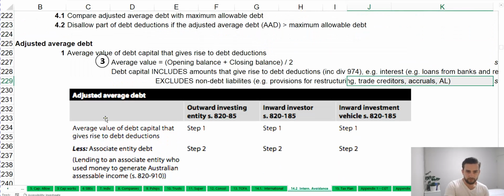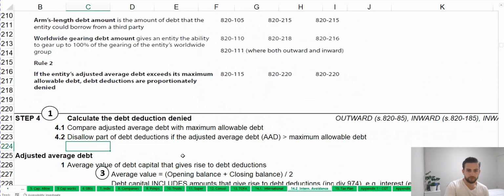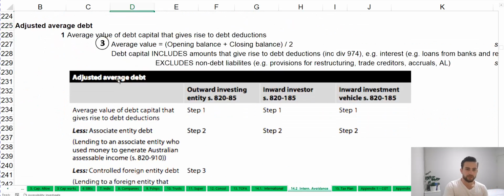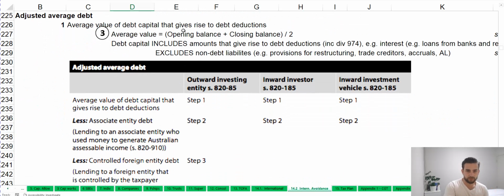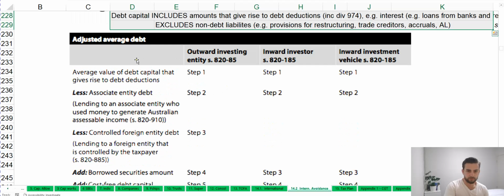Okay, and this is the formula to calculate adjusted average debt. So of course, the formula that we want to know is adjusted average debt. We want to know the maximum allowable debt. Because the difference between those two is the amount of interest that's disallowed. So the first part is the average adjusted debt, which we covered off in the first part about the formula. These are the steps to go through, and actually which items you would adjust and don't adjust as well.